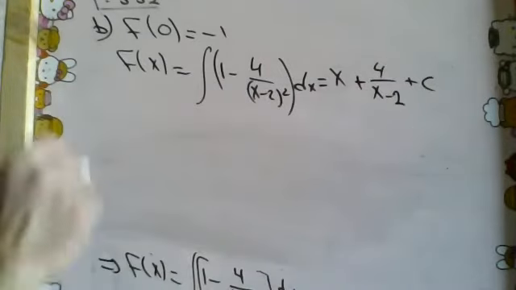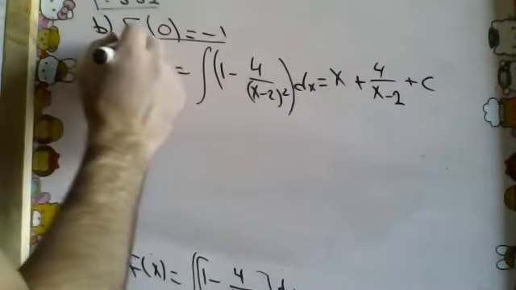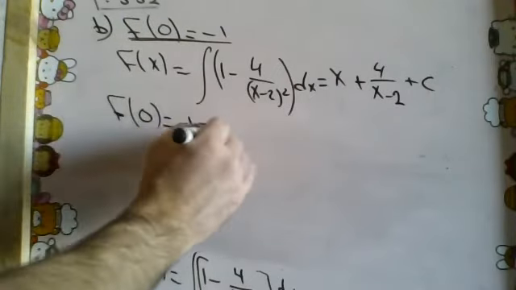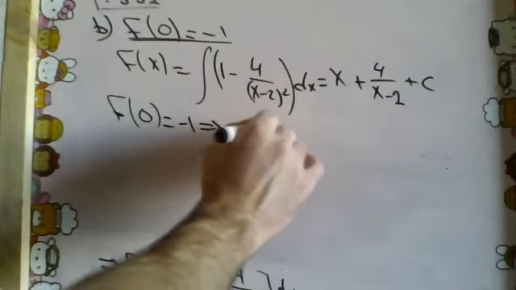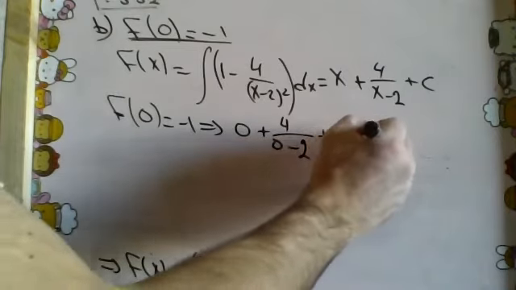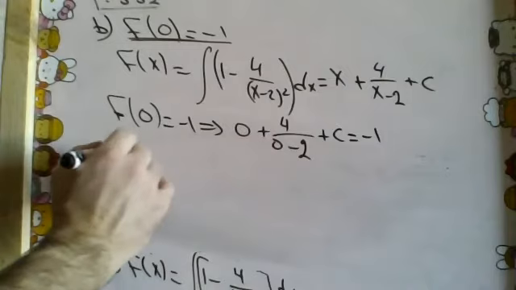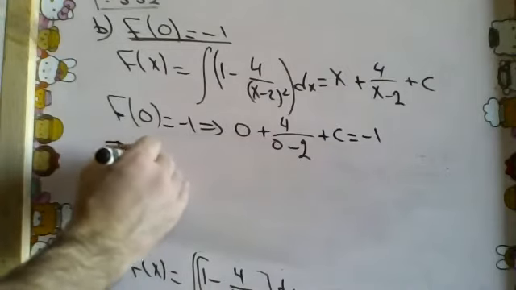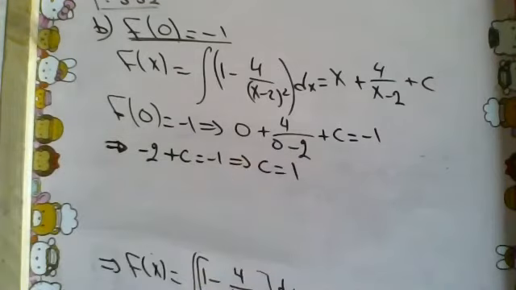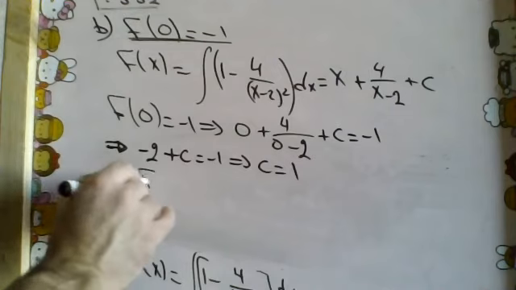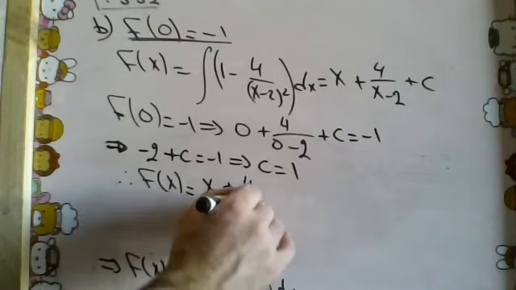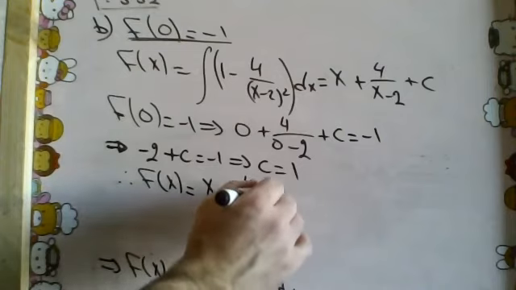Plus a constant. To find the constant, you are given this initial value, f of 0 is equal to negative 1. This means that 0 plus 4 over 0 minus 2 plus c is equal to negative 1. And so negative 2 plus c is equal to negative 1, then c is equal to 1. Therefore, f of x is equal to x plus 4 over x minus 2 plus 1.